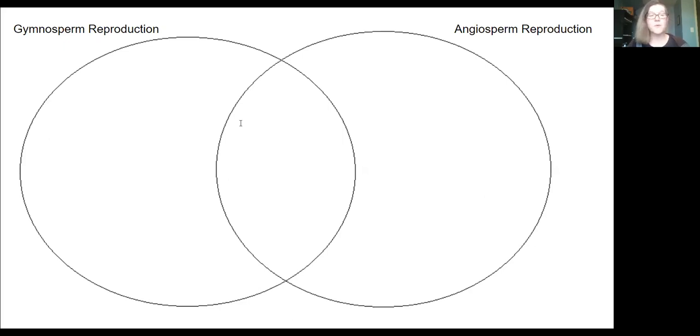So in terms of their reproduction, they both do a number of things that are very similar to each other. They are both seed plants, so they both use seeds to house the embryo. And that's really what's important. The seed is the embryo that's going to be the new plant. And so that's a key concept.